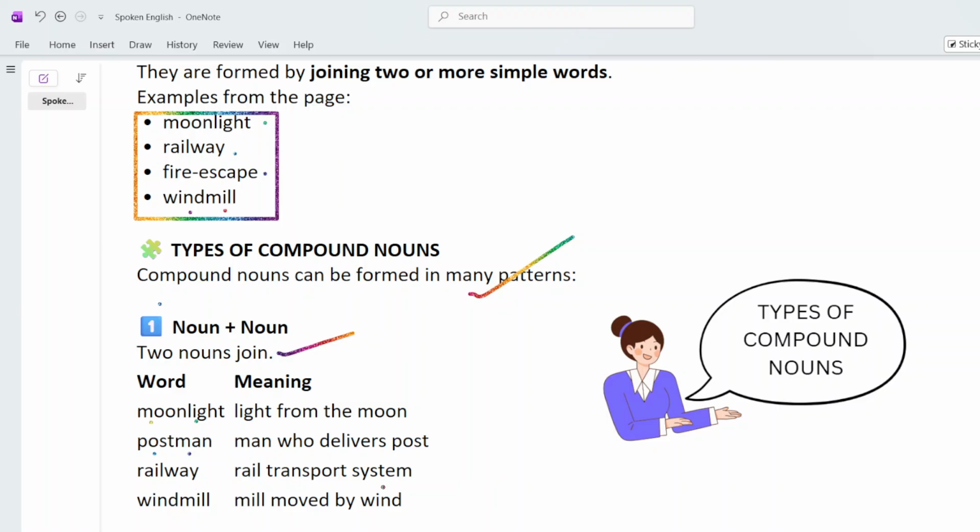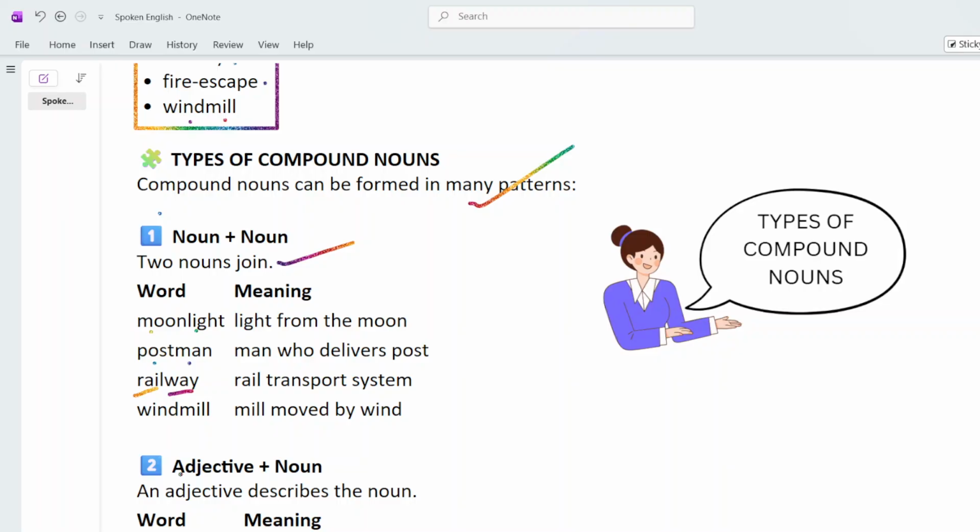Railway, rail transport system. Way is nothing but a directional use of this particular word in reference to what? A transport vehicle. That is rail. So, railway. Both are nouns, okay, but gives out a different meaning, that is the rail transport system itself. All right, great. Let's look at the fourth one for today, windmill. Mill moved by wind. You know how a windmill looks, right? The huge structures which actually kind of move with the help of wind.